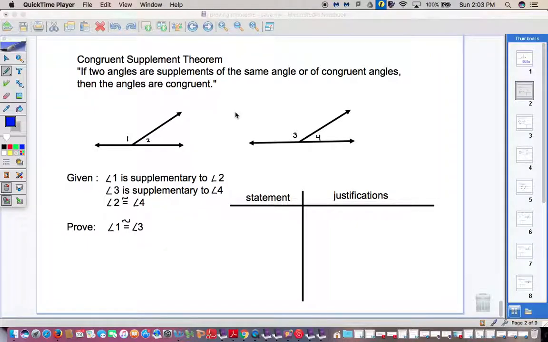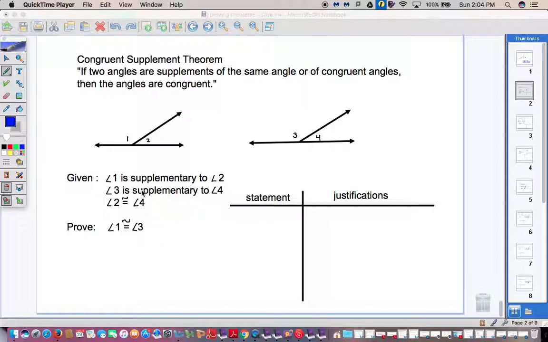We're going to talk about the congruent supplement theorem now. And recall, we have to prove theorems before we can use them in proofs, and so that is the main goal of this video. The congruent supplement theorem says that if two angles are supplements of the same angle, or of congruent angles, then the angles are congruent.